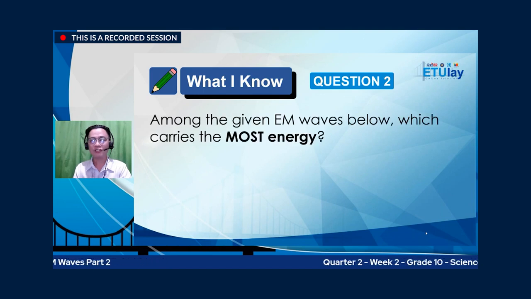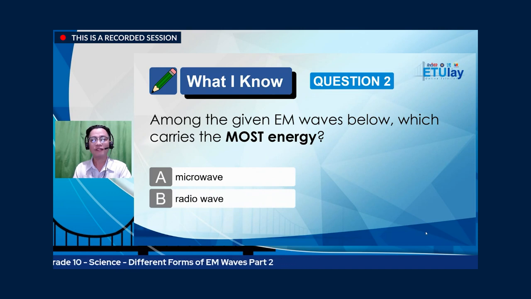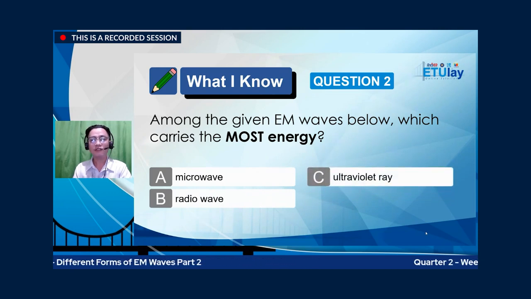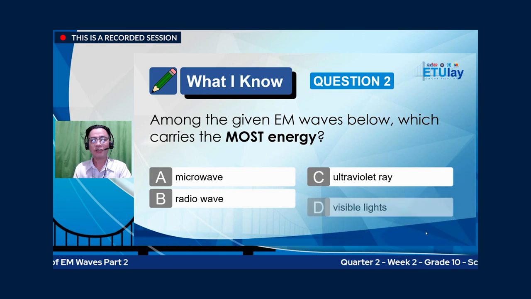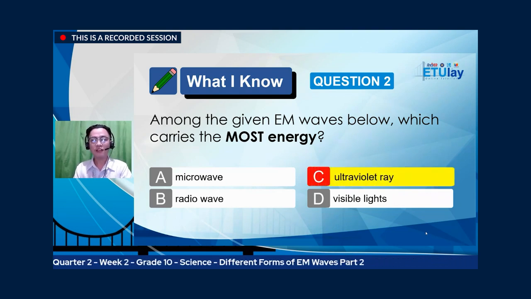Among the given electromagnetic waves below, which carries the most energy? A. Microwave. B. Radio wave. C. Ultraviolet ray. Or D. Visible light. 5, 4, 3, 2, and 1. Kung ang sagot mo ay letter C, ultraviolet ray, ikaw ay amazing.